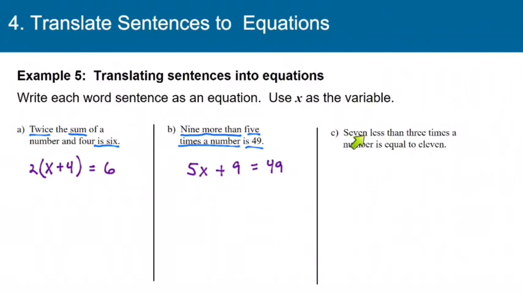So we're going to have to take 7 away from 3 times a number. Now how can I write 3 times a number? We'll just have to write 3 times x. Now to get 7 less than that, we'll have to take 7 away. So this is 7 less than 3 times a number, and that is equal to 11. So equals 11. And that's the translation for that word sentence.